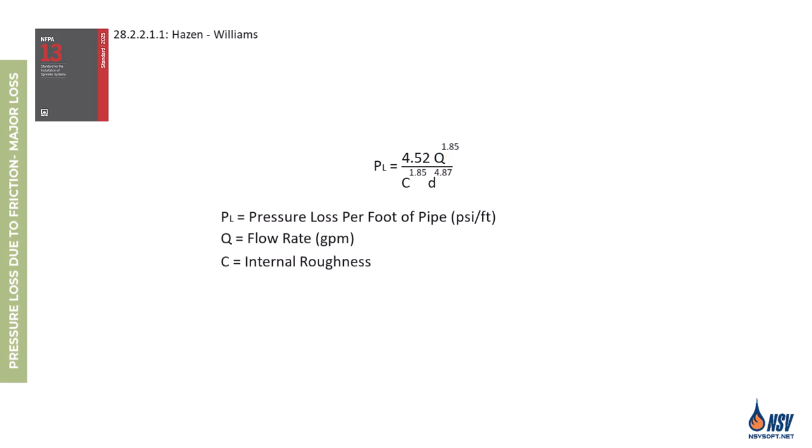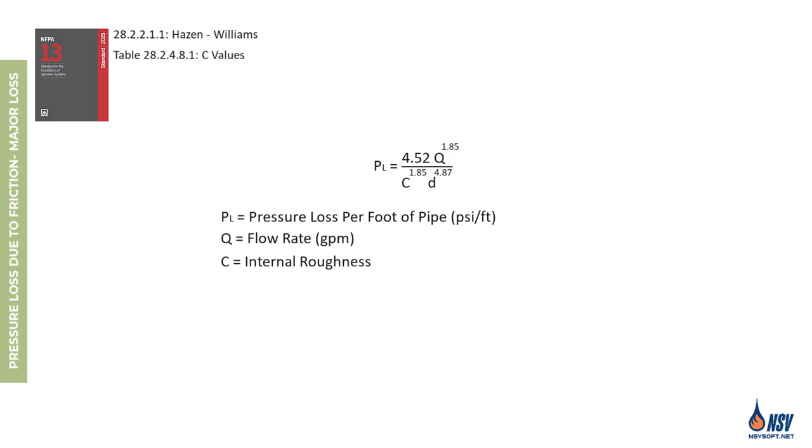The C factor, which represents the internal roughness of a pipe, is listed in Table 28.2.4.8.1 of NFPA 13. This value depends on the pipe material, and for black steel and galvanized pipes it also varies based on the type of system. A higher C factor means a smoother pipe surface, which results in less friction loss. We can see this relationship clearly in the Hazen-Williams formula, where the C factor appears in the denominator. The larger the C factor, the smaller the calculated pressure loss, making it a key parameter in hydraulic design.